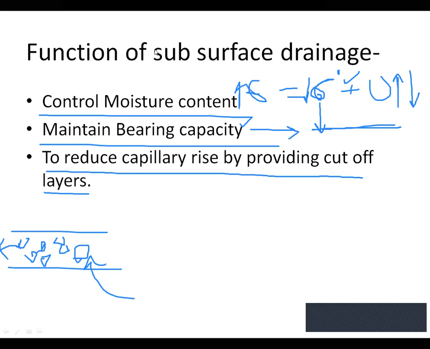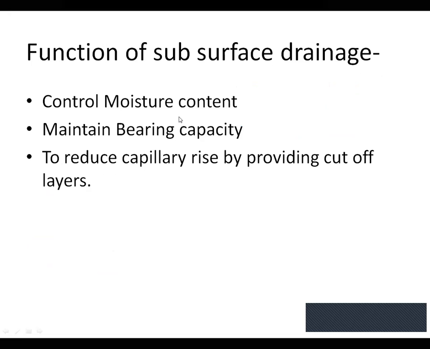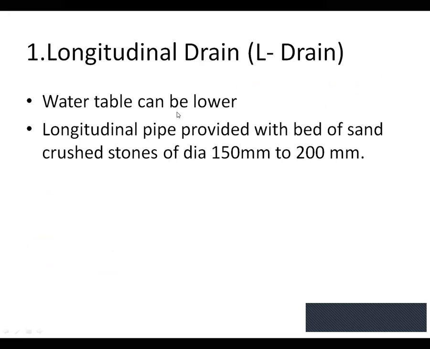These are the functions of this surface drainage system. So here the longitudinal drain is the drain which runs along the length of the road, from both sides or a single side, below the ground level. Okay, this is important: it runs below the ground level.